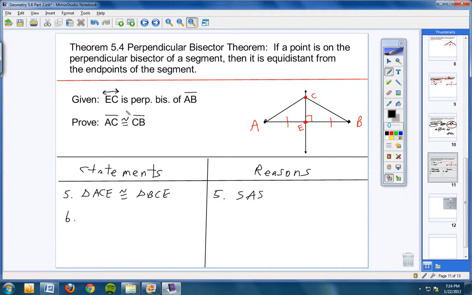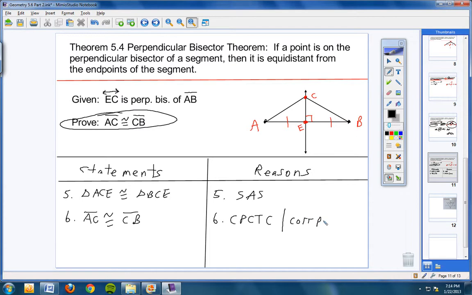And now number 6. Here's what you're trying to prove. All that hard work to prove that. And now you can state that AC is congruent to CB. Remember why you can state that? You're welcome to use CPCTC, or if you don't like that, you can simply say corresponding parts are congruent. And that's good enough.